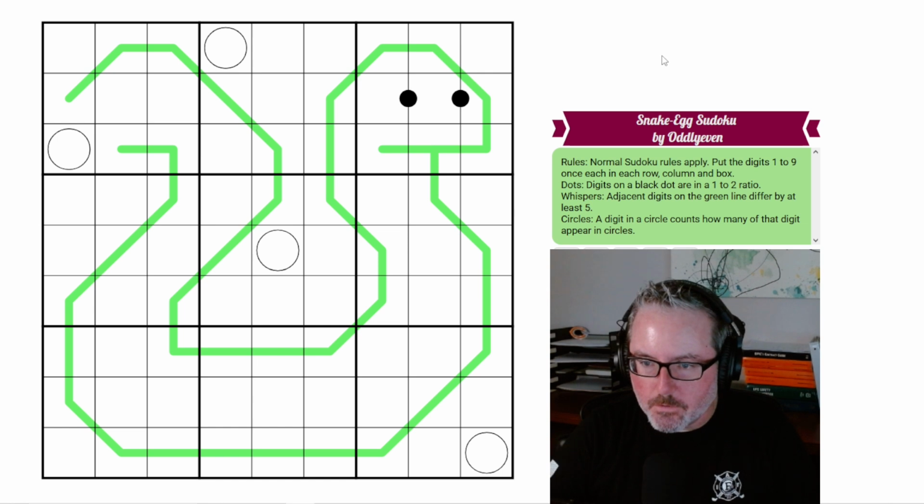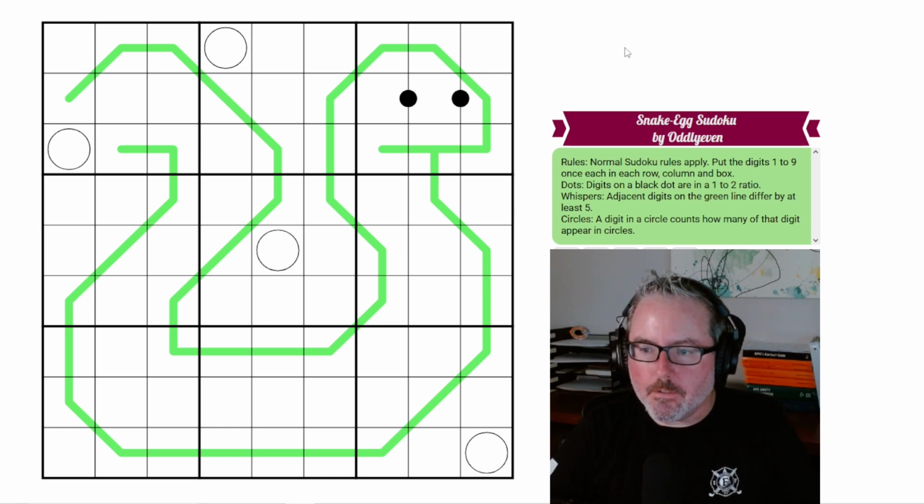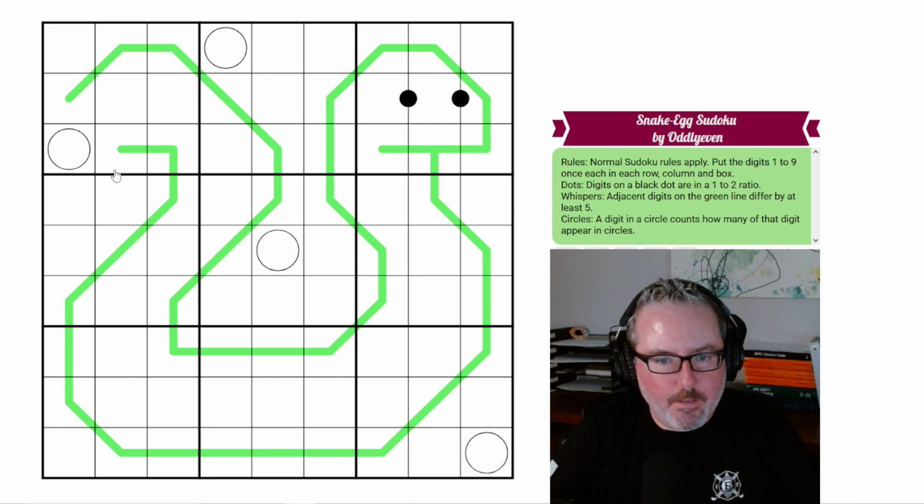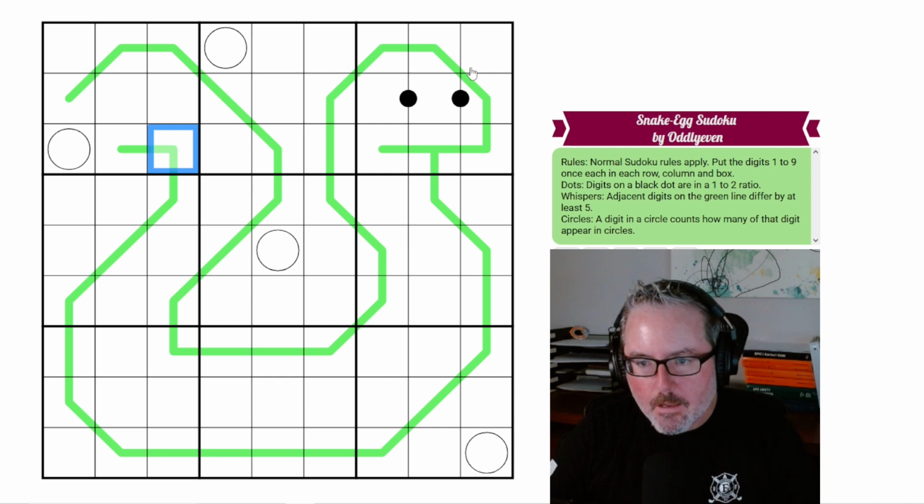Then we've got whispers, or German whispers to be more specific. Adjacent digits on the green line differ by at least 5. So whatever this digit is, this one is 5 higher or 5 lower. And of course, those must adhere to our normal Sudoku rules.